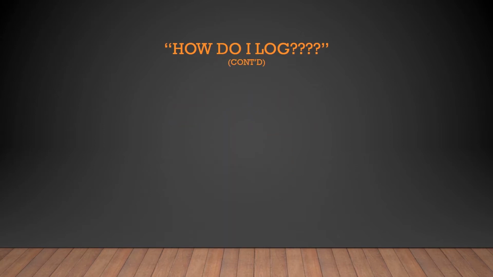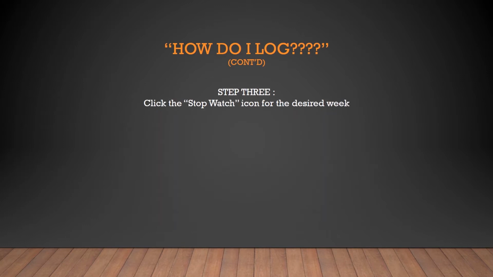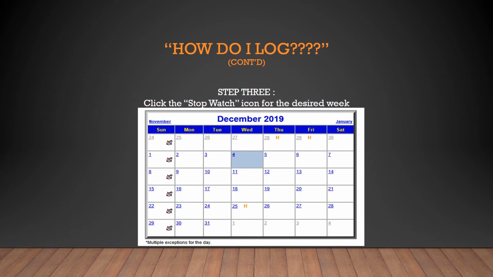So how do I log? Step two, you're going to navigate to your monthly calendar. At the top, you're going to find the line that says monthly calendar, and you're going to select it by clicking it. Step three, we're going to click on the stopwatch icon for the desired week. So we've found our monthly calendar. We're going to select the week that we need to log for, and we're going to locate that necessary stopwatch icon. And we're going to click it.